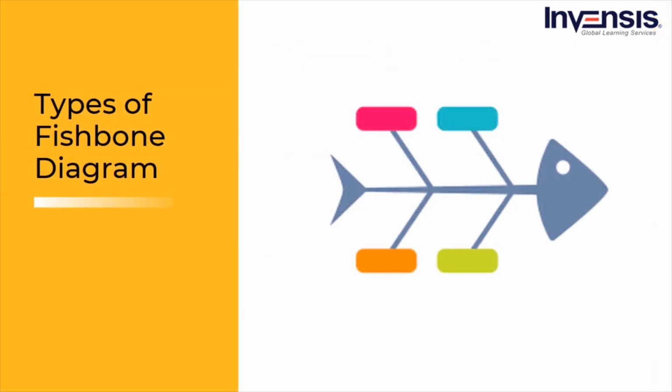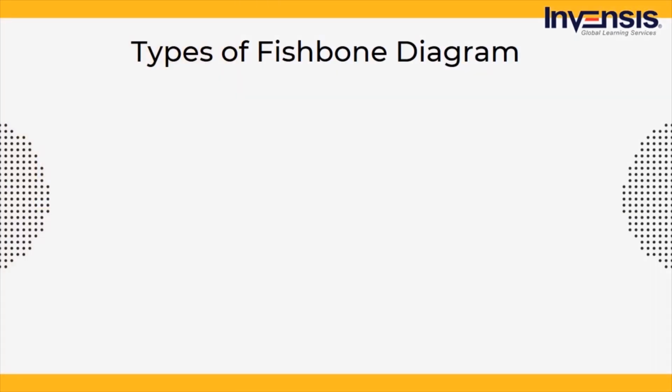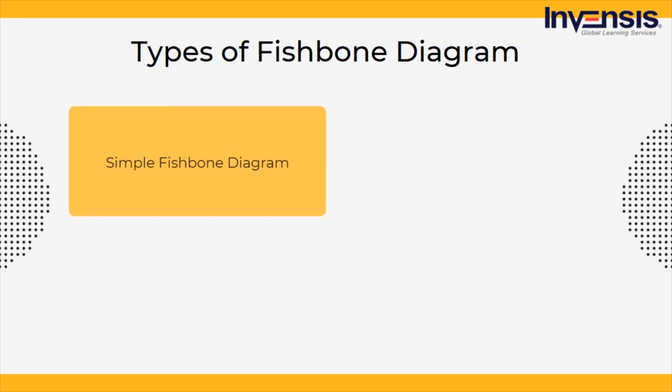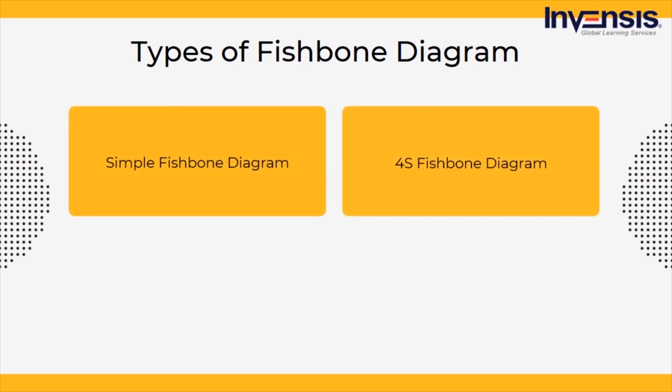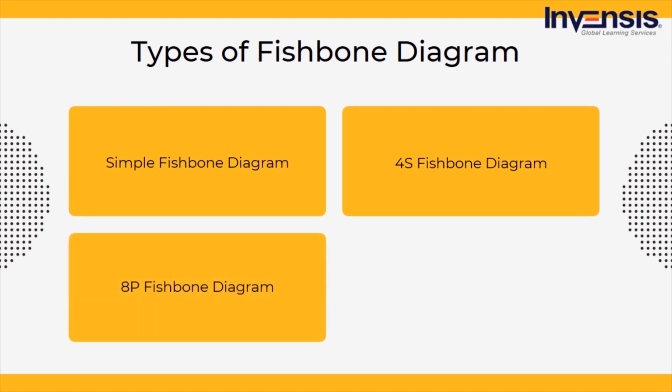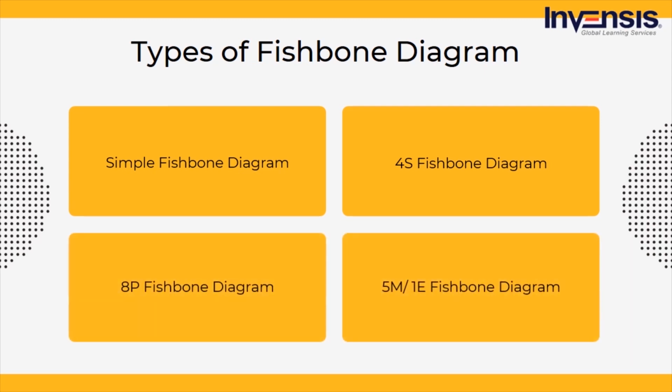Moving on, we shall look at types of fishbone diagrams. Professionals who are into quality management can use fishbone diagrams that help them brainstorm the root cause of the issue. In addition, various industries use fishbone diagrams. Thus, here are a few types of fishbone diagrams that you should be aware of. Simple fishbone diagram. 4S fishbone diagram. 8P fishbone diagram. 5M or 1E fishbone diagram. Moving on, we shall understand each of these types in detail.